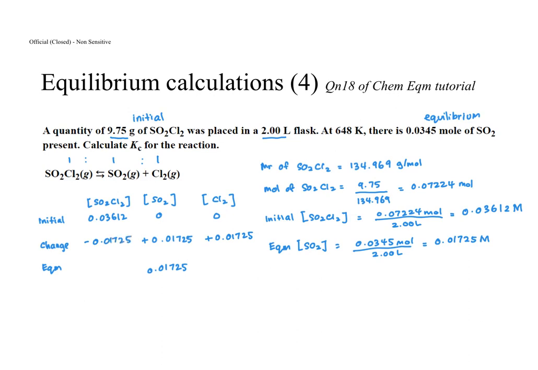So just to reiterate, the value is determined by the stoichiometric ratio, so all of them will change by 0.01725 because all of them are in a 1:1 ratio. But in terms of the sign, the products that are being formed will have a positive sign for the change, but the reactants will have a negative sign because they are being used up. So now let's calculate the equilibrium concentrations.